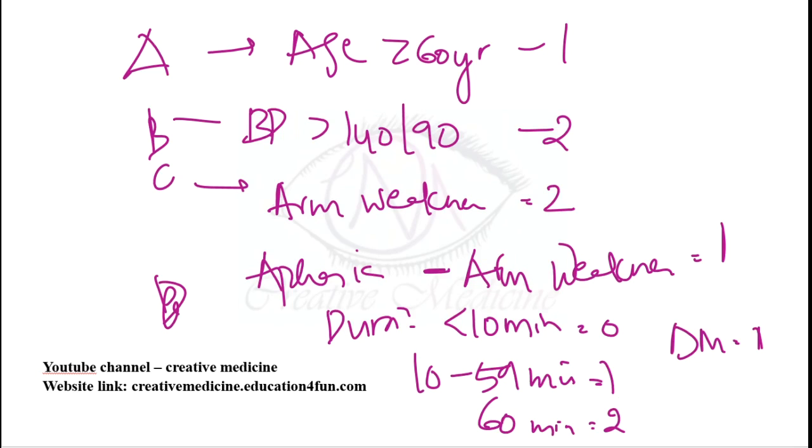Now, this is the ABCD2 score for predicting stroke. The maximum score is 7, and then it is positive. Yeah, maximum score will be 7.